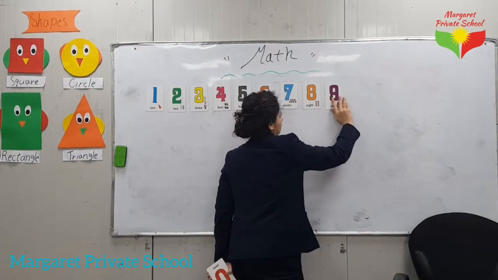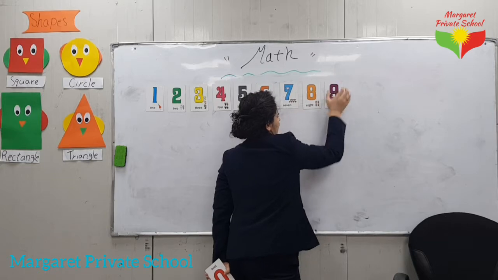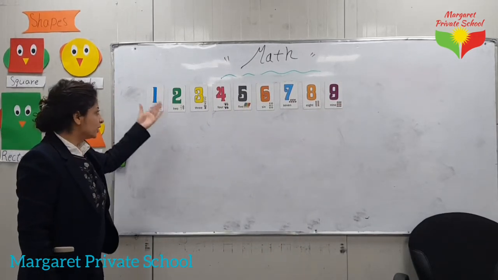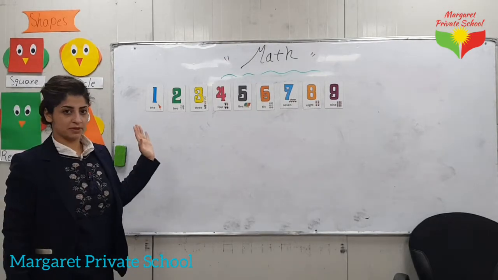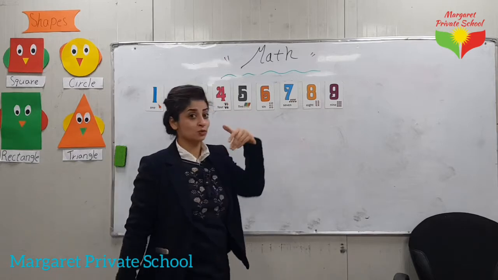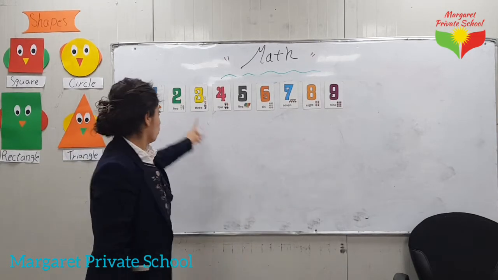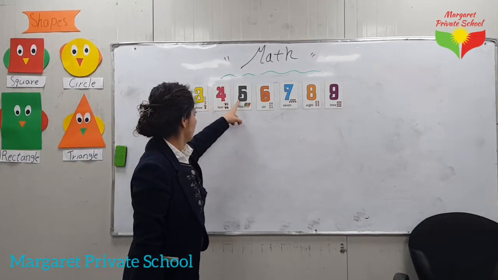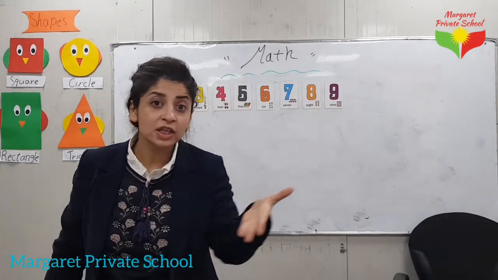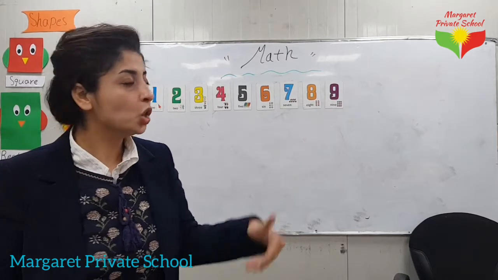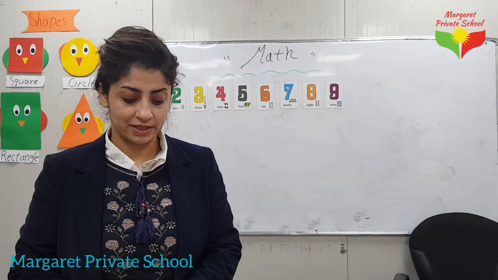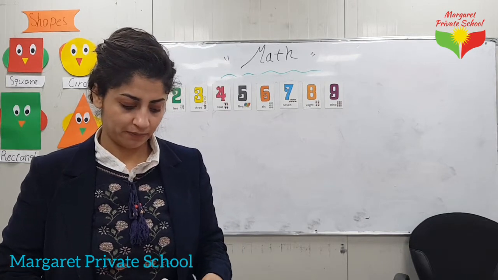Okay. In all the previous lessons, we learned how to read and write these numbers: 1, 2, 3, 4, 5, 6, 7, 8, 9. After number 9, in this lesson today, we are going to discuss and read a new number, number 10.